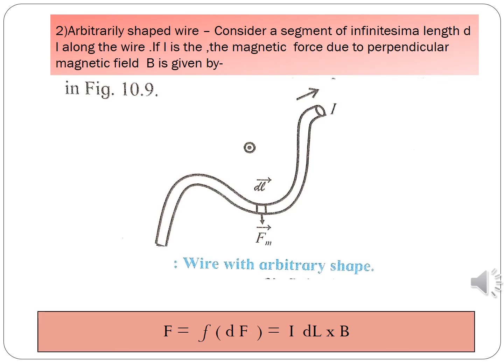Well, students, we begin with the arbitrarily shaped wire. Now this shaped wire is irregular. You could see in the diagram, consider a segment of infinitesimal length dl along the wire. If I is the current and B is the perpendicular magnetic field, we can consider this segment of infinitesimal length dl along the wire, which you could see in the diagram.